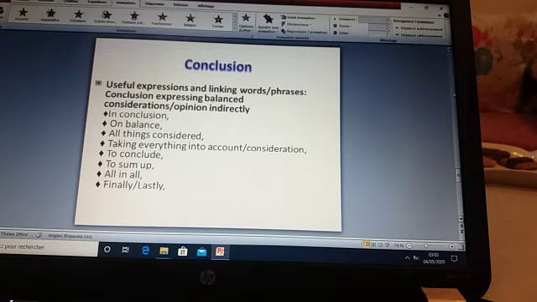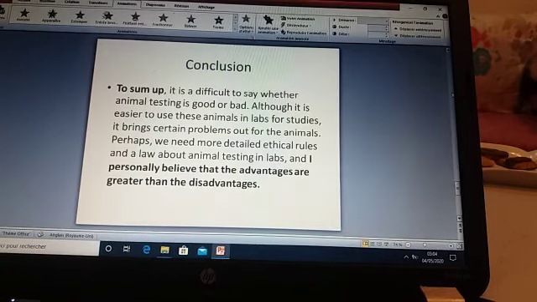Now let's have a look at the conclusion of our essay on animal testing. So here the writer starts with to sum up. And then at the end, he expresses his point of view by stating that I personally believe that the advantages are greater than the disadvantages.